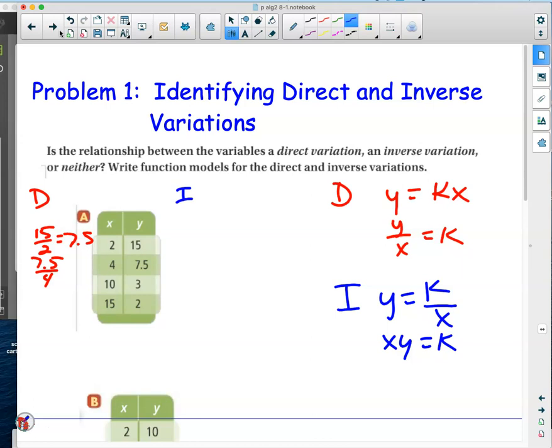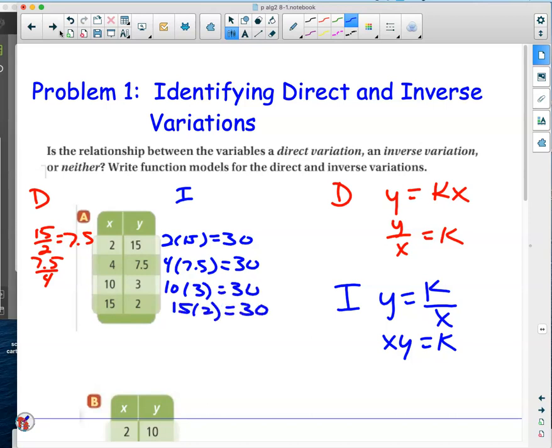Let's see. So this time when I multiply them together, I'm supposed to get the same thing every time. 2 times 15 is 30. 4 times 7.5, that's 30. 10 times 3, that's 30. And 15 times 2, that is also 30. So it came out to be the exact same thing every time. This is inverse variation.